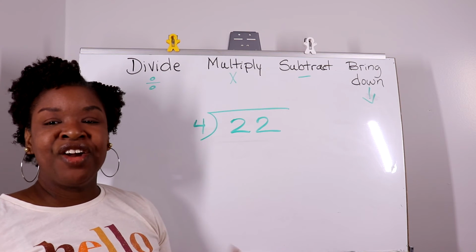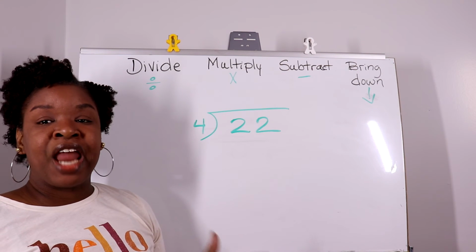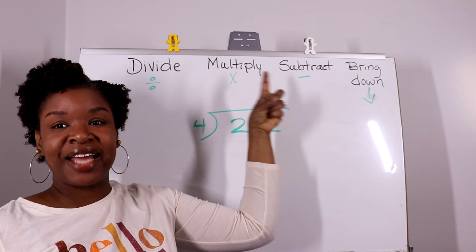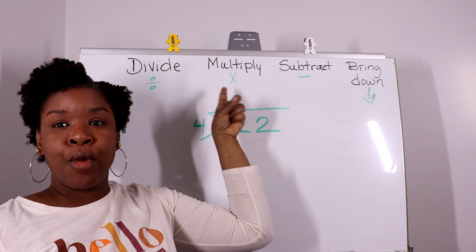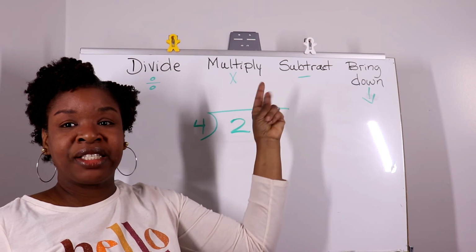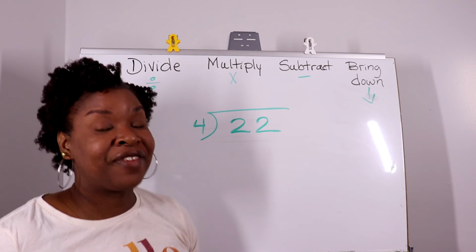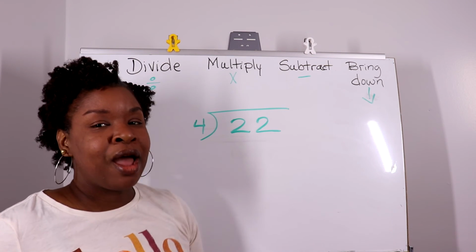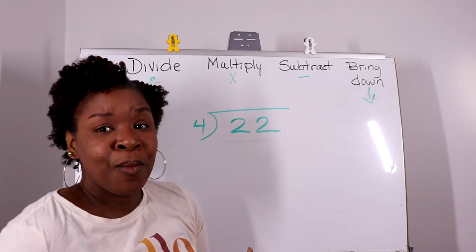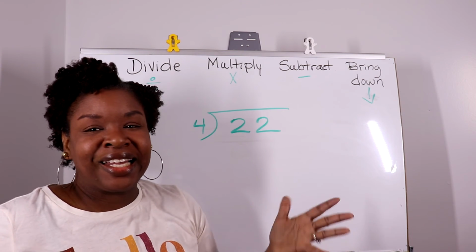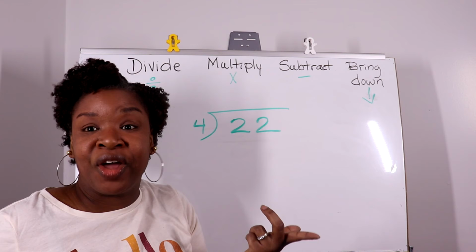Okay, here is our next problem. Now, before we get into the next problem, I wrote the steps at the top. Divide, multiply, subtract, bring down. Say it again. Divide, multiply, subtract, bring down. Yes, I always put something as a song. It's easy to remember that way.